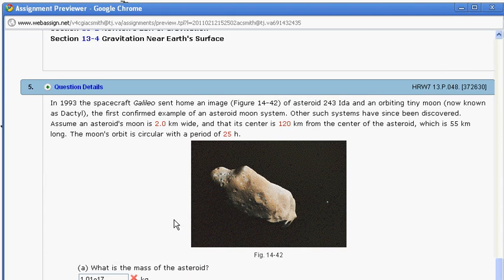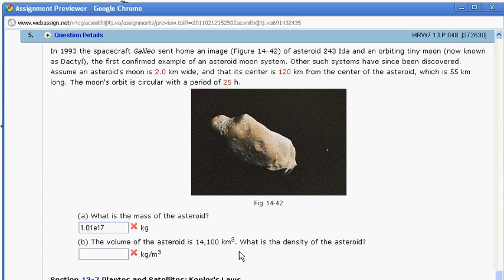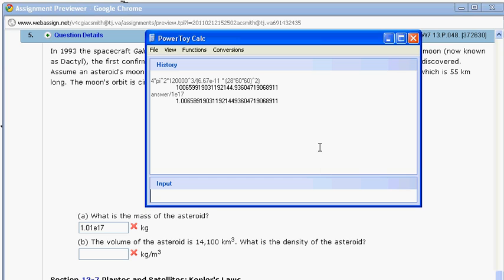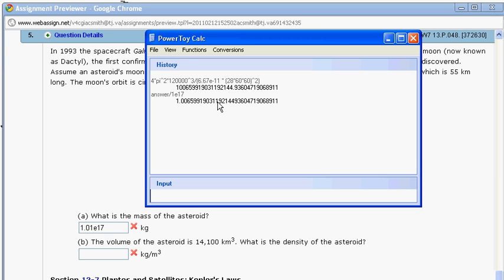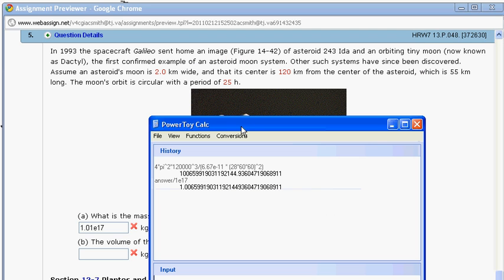Let's see if I get that right. No, I got it wrong. So great. Now what did I do wrong? 4 pi squared times 120 cubed divided by... Well, now I don't even know what I did wrong. 1.01e17, and that should be the mass, right? So what have I done wrong?